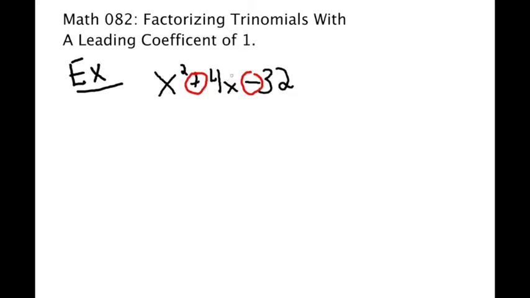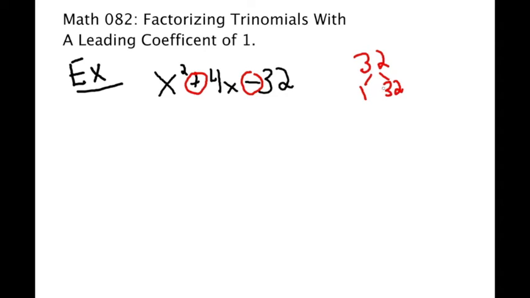That means, and they're going to have to add to be positive, which means that the larger number is going to have to be positive. Because if you have a larger positive number plus a smaller negative number, it's going to add to be positive because it always takes the sign of the larger number. So now let's list the factors of 32, keeping in mind that the larger number is going to have the positive sign. So factors of 32, we know 1 and 32.